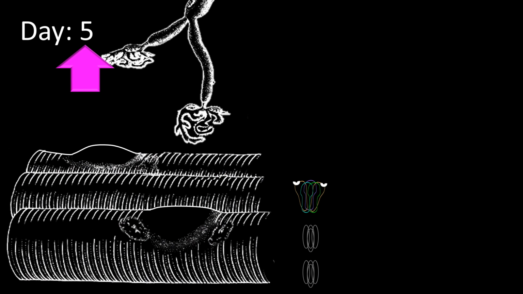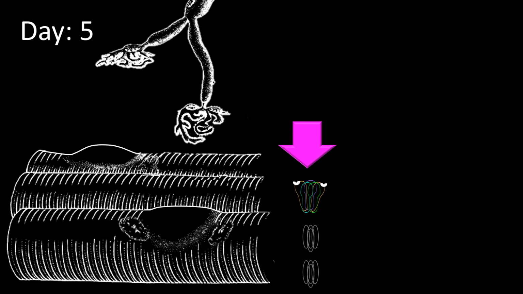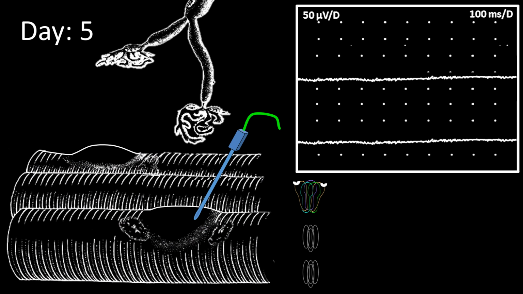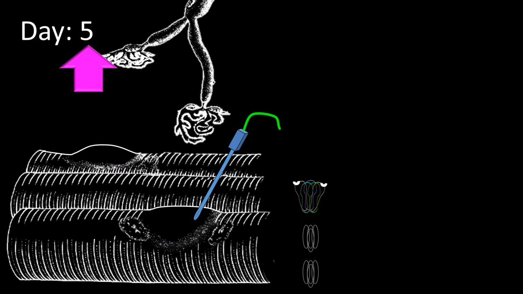Now let's look at day 5. On day 5, the end plates are empty of functional channels. Acetylcholine channels are disintegrated and wild-type voltage-gated channels are gone. An EMG will again show no activity. There is nothing to excite or activate. So that is on day 5.